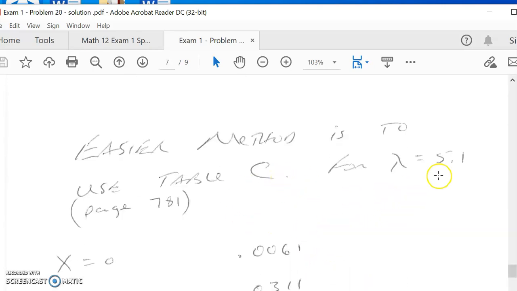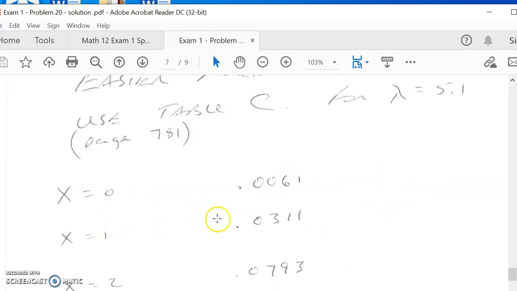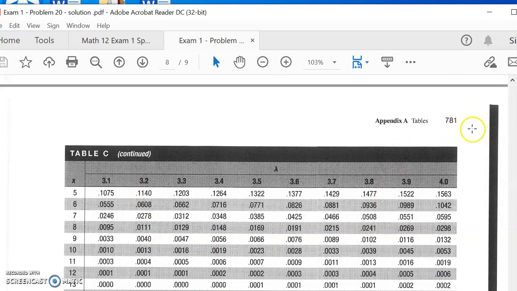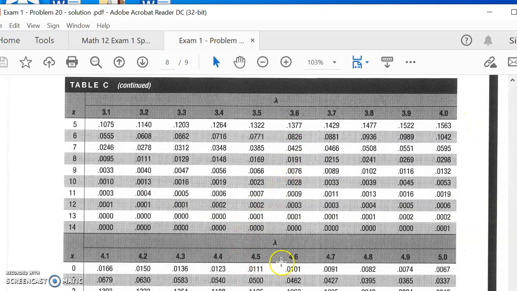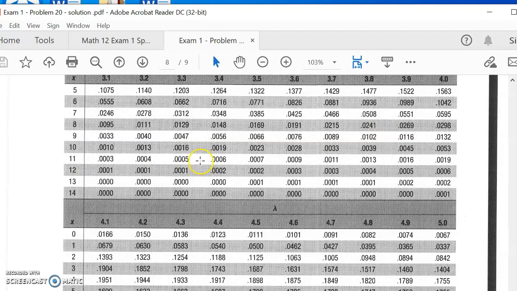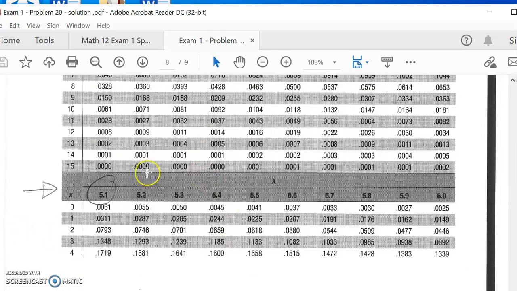There's a table that has these. I hope you've been using the table in your homework. Table C on page 781. Let's bounce down to that. Here's table C on page 781. For given lambdas, here's a lambda of 3.1, a lambda of 3.2, lambda of 3.3, and so forth. The one we're interested in is lambda of 5.1. That's what we just figured out what the mean was.